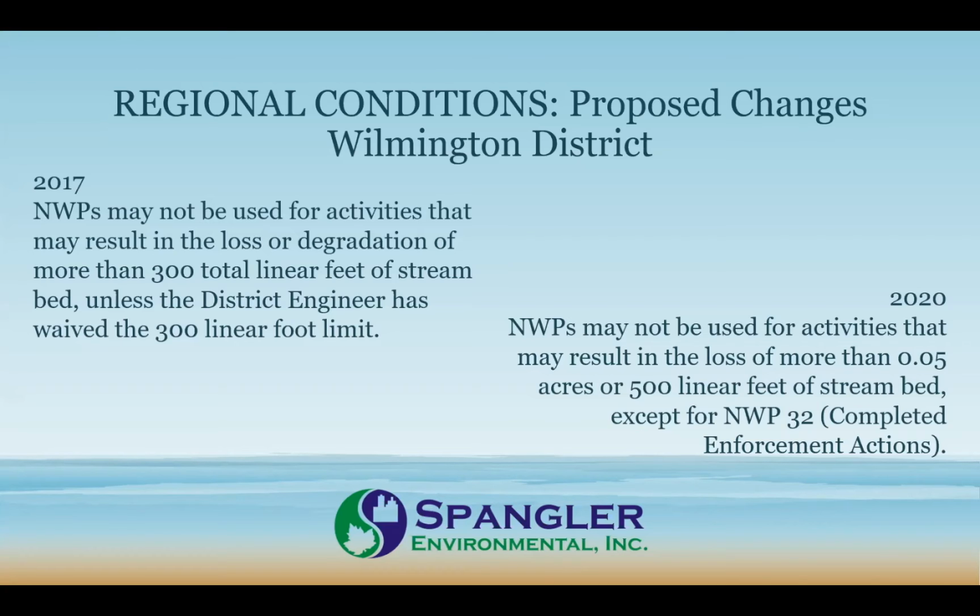So you can see here, the Wilmington district increased the maximum threshold for the use of a nationwide permit. In the 2017 nationwide permit conditions, which technically still apply, the maximum allowable was 300 linear feet. And in the 2020 proposed, it's 500 linear feet. So that is obviously an increase. But as I mentioned previously, nationally, the Corps of Engineers is no longer using linear feet as a metric to quantify impact.